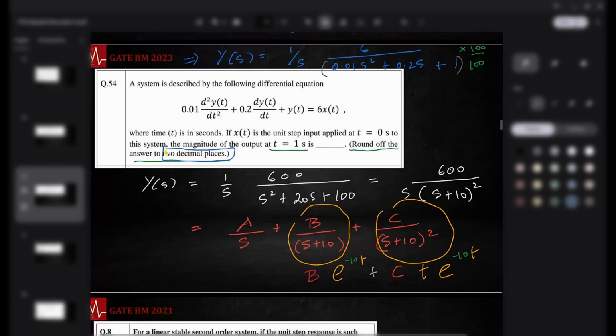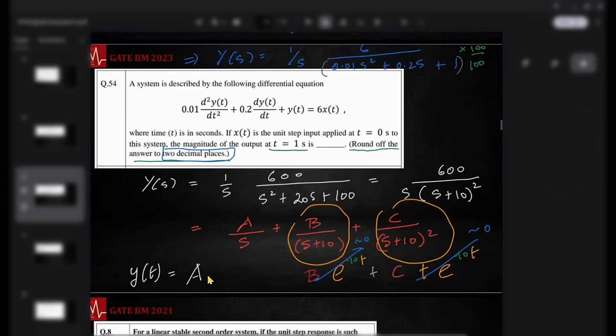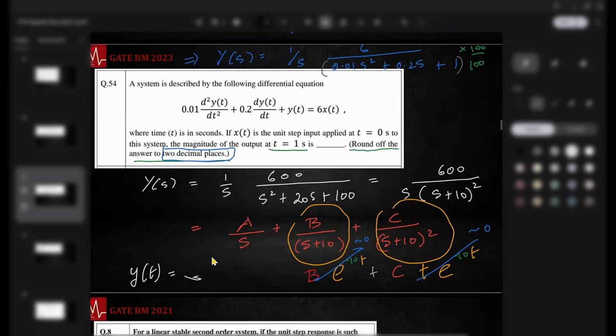I make a very sensible examination. Set this to approximately 0. Set this to approximately 0, irrespective of what B and C are. Now my task is to find that A. If I find A, I am done. Because your y of t is A u of t. 1 by s. Just A u of t.